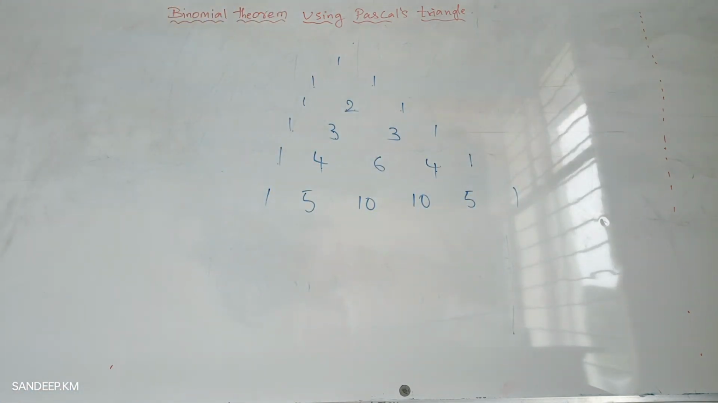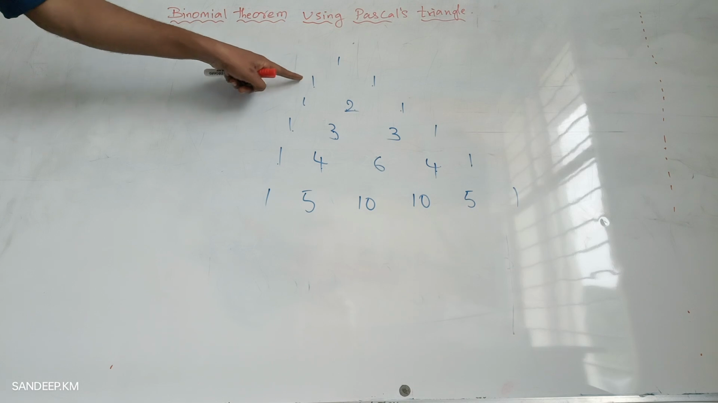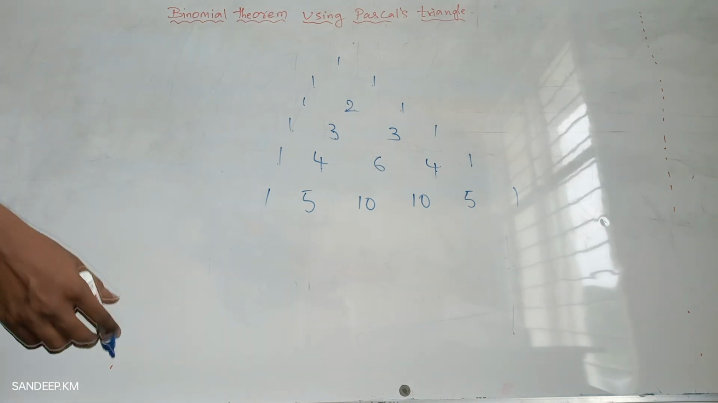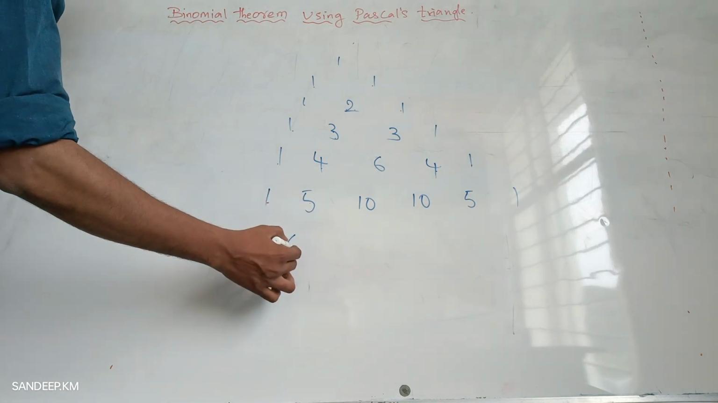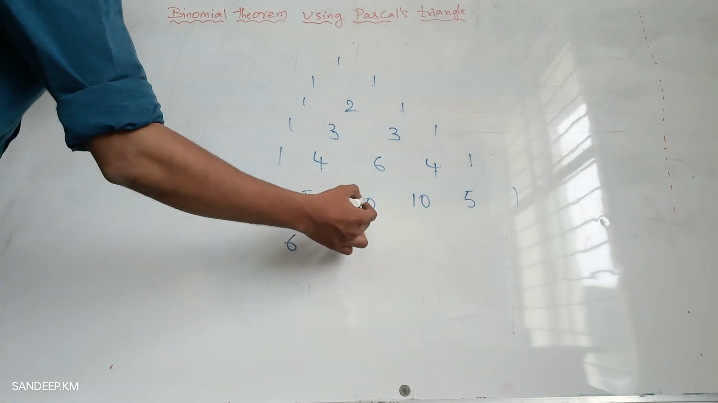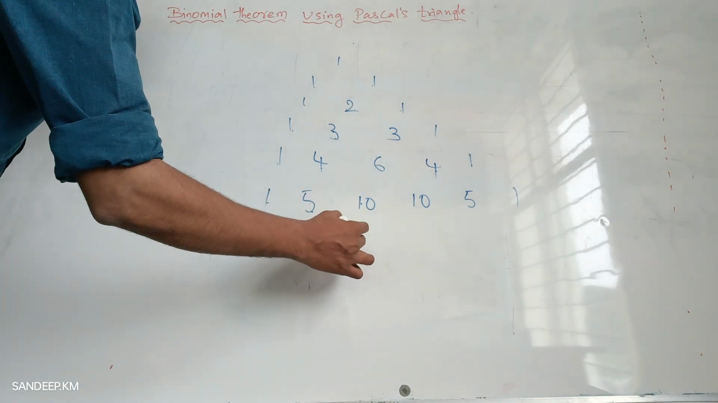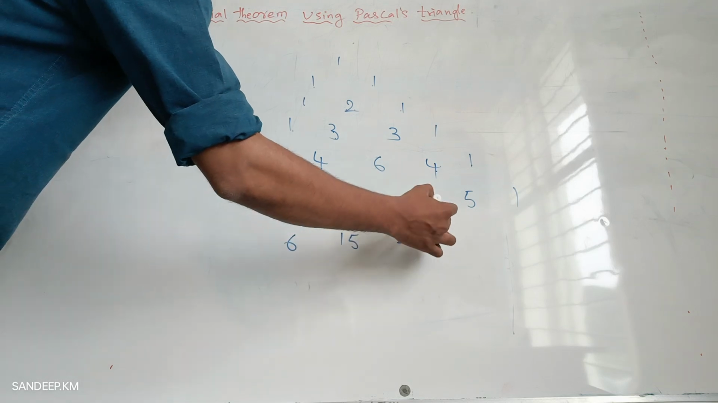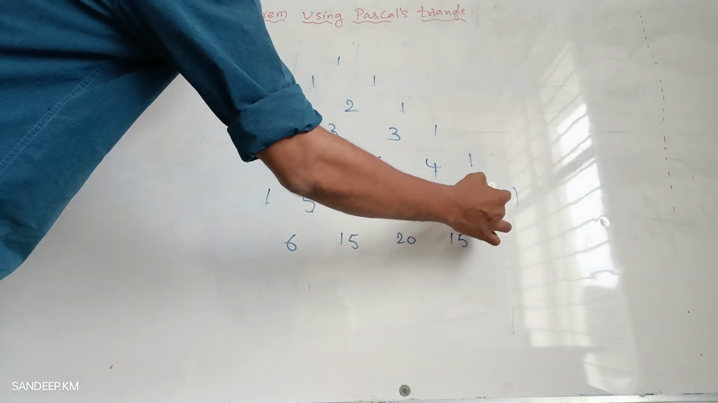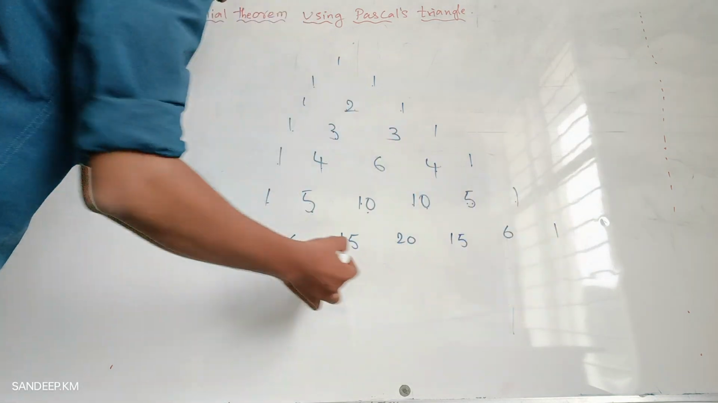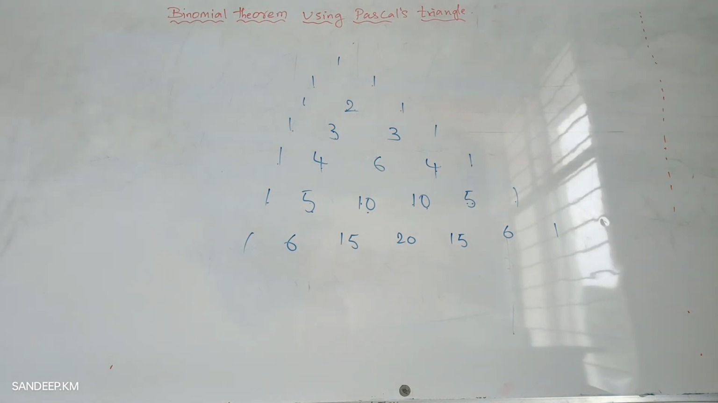And let me write one more row. I have written totally 1, 2, 3, 4, 5, 6 rows, and I'll write one more. 1 plus 5 is 6, then 5 plus 10 is 15, 10 plus 10 is 20, 10 plus 5 again 15, 5 plus 1 is 6. Let me end this by keeping what on both sides? Again 1 on both sides.